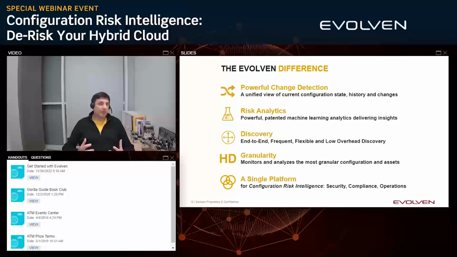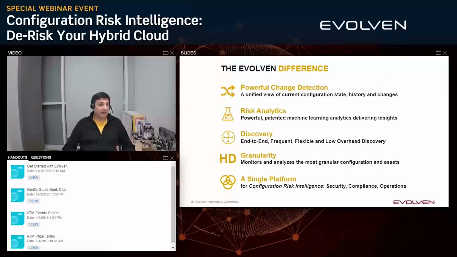So how is Evolven different? What is special about Evolven? So first of all, it's powerful change detection, because it's important to provide, as I mentioned, a unified view of what your configuration looks like, what is the history of your configuration, and what are the changes that happened in this configuration. And we see various tools that try to attack the change angle or the configuration angle. But again, I believe that it's important to see both, because both perspectives give you the full picture.